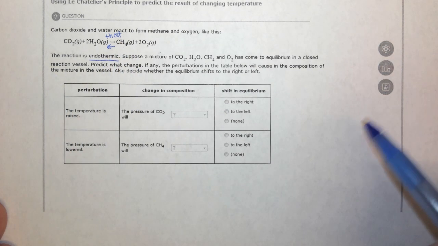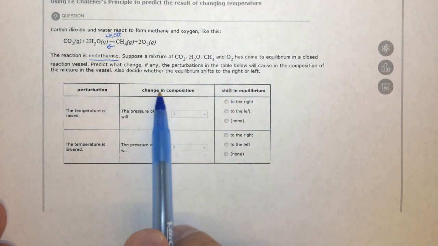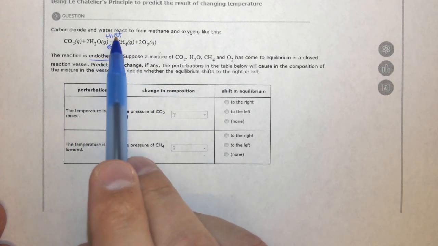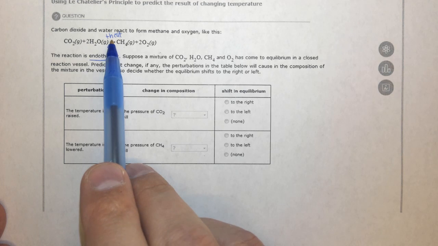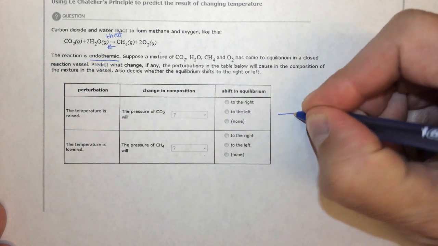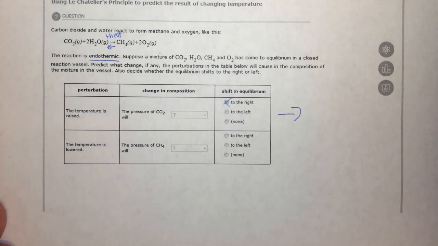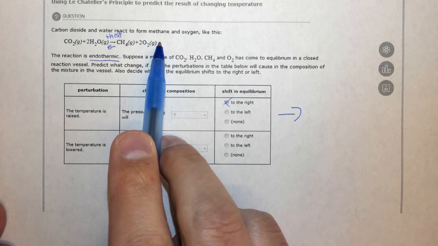So much like in the previous question on this playlist, it's easier to first determine the shift in the equilibrium and then determine the change in composition. So the temperature is raised, which means we add more heat. Well, in an endothermic reaction where heat is a reactant, making the temperature go up or adding more heat shifts the reaction to the right. So we can shift the reaction towards the products by adding more heat.